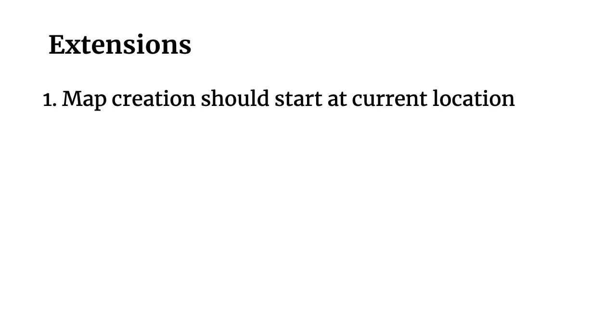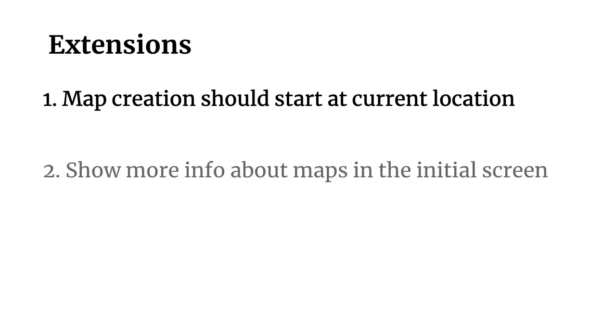Like usual, there are a ton of extensions that you could do now that you've built out the base implementation. First, the map creation should start at where you're currently located. So right now we're always hard coding this to be Silicon Valley, but it probably makes more sense to drop the user off where they're currently located because that's more likely where they're going to be creating maps. Another extension you could do is show more info about maps in that initial recycler view screen. So right now we only show the map title, but you could imagine how it could be really valuable to show the number of markers, for example. Or if you wanted to integrate users, you could have the username of whoever created that map in the recycler view.